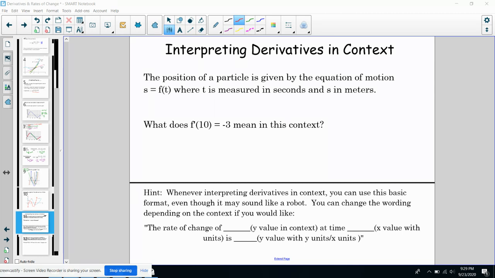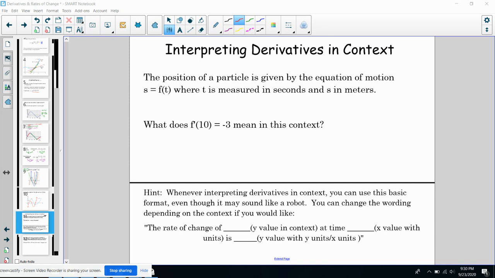So if we look at this example, the position of a particle is given by the equation of motion S equals F of t, where t is measured in seconds and S in meters. What does F prime of 10 equals -3 mean in this context? There's an outline, which I have as this hint on the bottom. You can follow this outline for any type of question where you have to interpret the derivative in context.